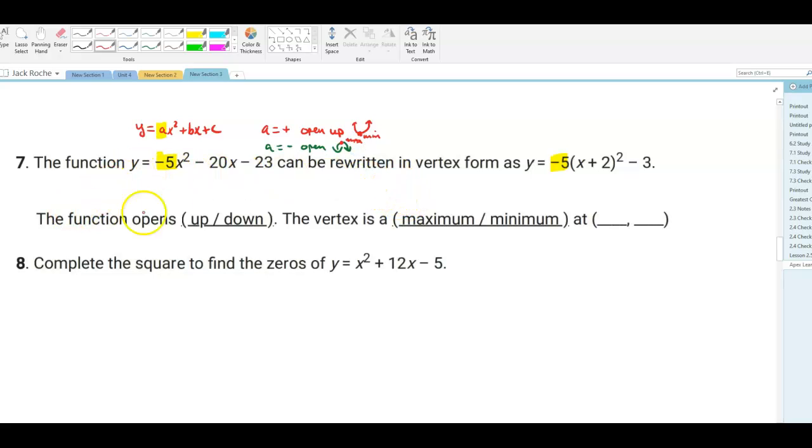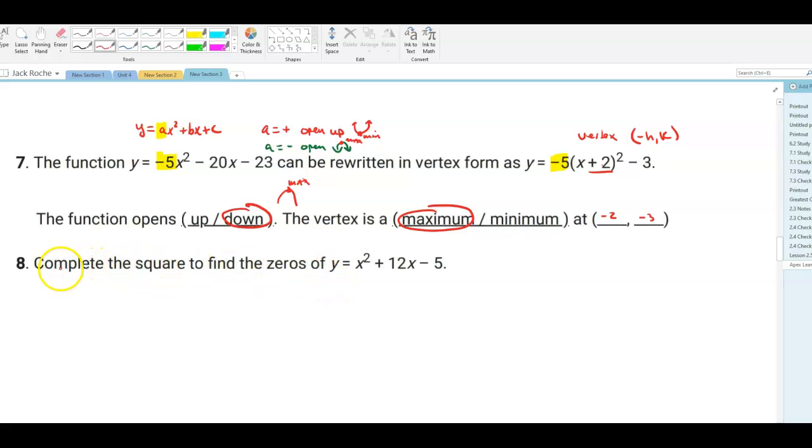So in this case, the function is going to open down, and if it opens down, my vertex is a maximum, and we always take the opposite of the inside, right? So my vertex will always be at the opposite of the number inside, which we call h, comma, k. So if this is 2, the x-coordinate of the vertex is negative 2, and this would be negative 3.